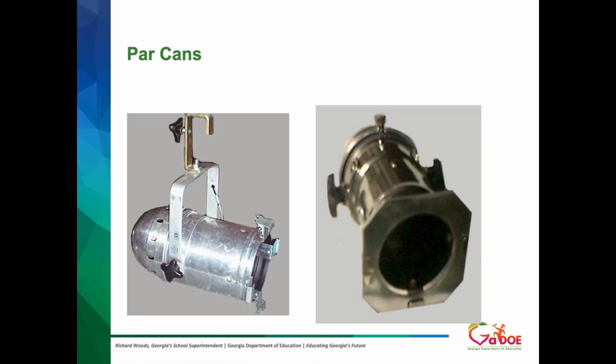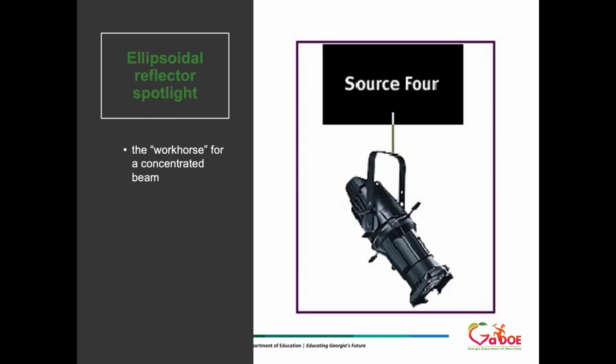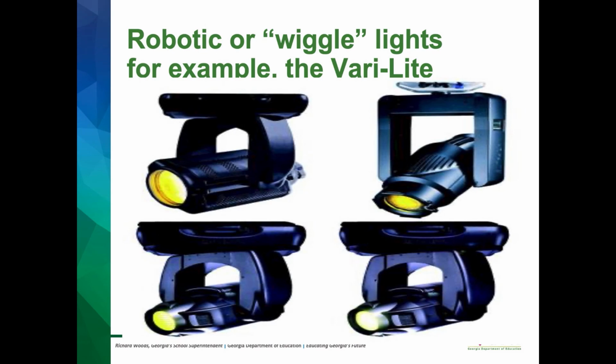Parabolic aluminized reflector cannon, or PAR cans, are used for general washes of light. Ellipsoidal reflector spotlights, such as the Source 4, are considered to be the workhorse of theatrical lighting because of the intensity of their beams and the ability to use gobos and shutters. Varilights, or moving lights. These lights can be programmed to move with the use of the light board.